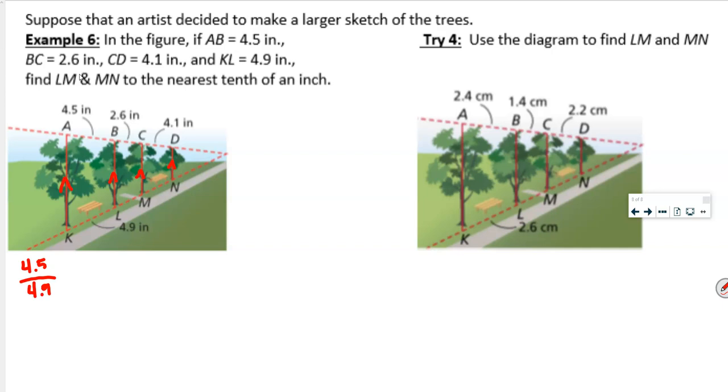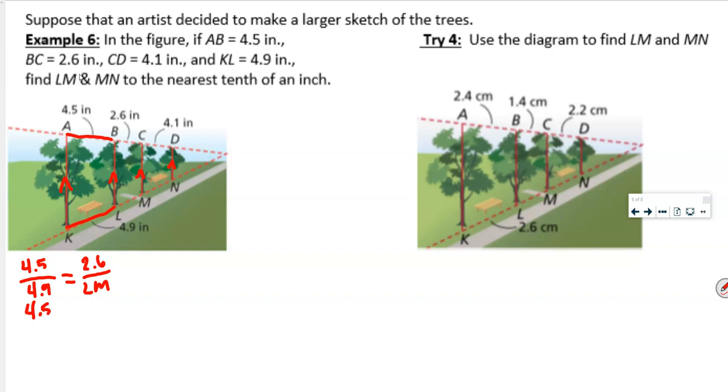I'm going to do this problem a little bit different than I've done the other one. Now I could do it over the 2.6, but I'm going to do the ratio that I can see. So I'm going to do this side over that side. So we're going to approach this problem a little bit different than we have the others, okay? Because we're going to use that ratio with all the rest to solve for LM and MN, okay? So that's going to be equal to our 2.6 over our LM. So here again, we're going to cross multiply.